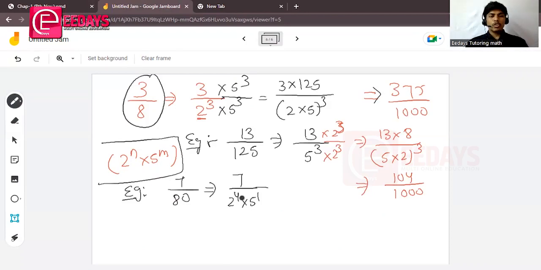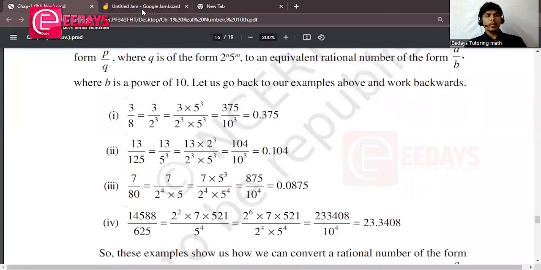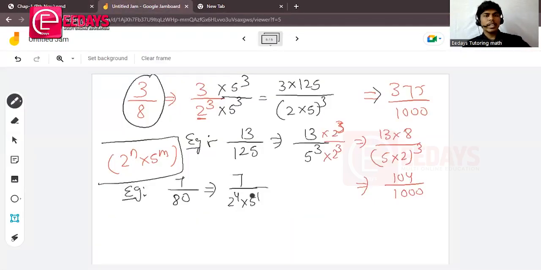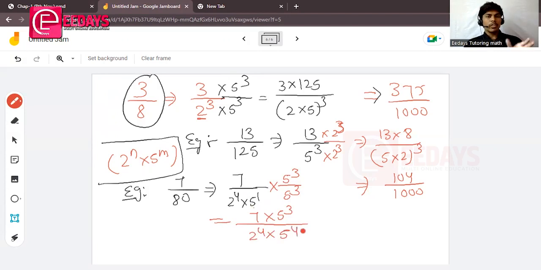Observe the denominator. Here 2 power 4. What we need to find? 2 power n into 5 power m. It is in the form of 5 power 1, but here the power is not in equal proportion. Here 2 power 4 is there, here 5 power 1. Why not we convert it into 5 power 4? If you want to convert into 5 power 4, we just multiply with 5 cube, numerator and denominator. So you'll get 7 into 5 cube in the numerator by 2 power 4 into 5 power 1 into 5 cube. So you'll get 5 power 4. Now you'll get equal power in the denominator, 2 power 4 into 5 power 4.